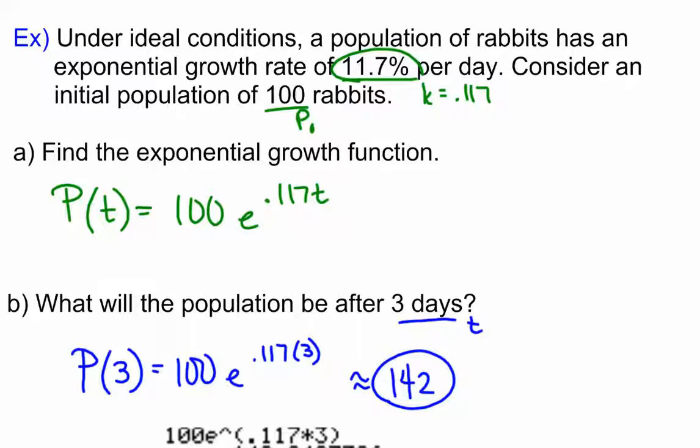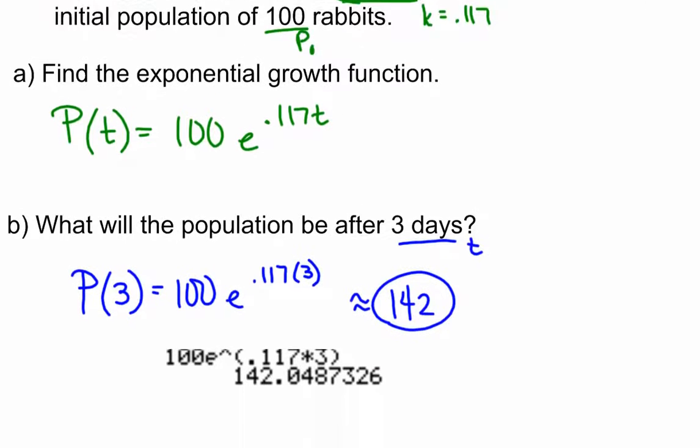Under ideal conditions, a population of rabbits has exponential growth rate of 11.7% per day. We want to consider an initial population of 100 rabbits. Okay, well, if they've given me the growth rate here, they're really giving me a K. They're telling me it's growth, so I know it's positive, and I just change it to a decimal. They're also telling me the initial population, which is the P sub 0. Plugging both of those in, we get this equation, P of t equals 100 e to the 0.117t. So there's our function.